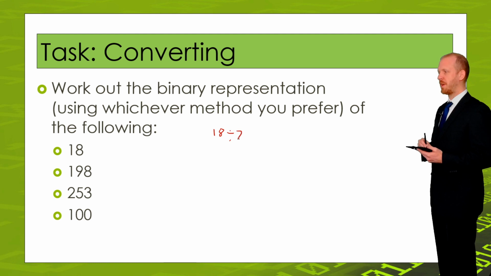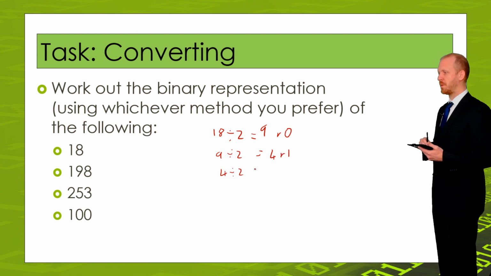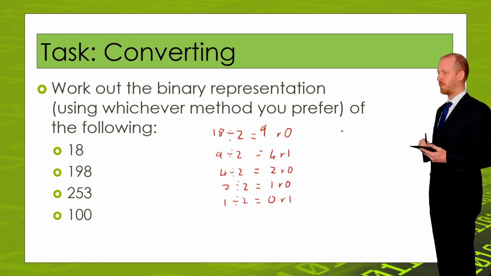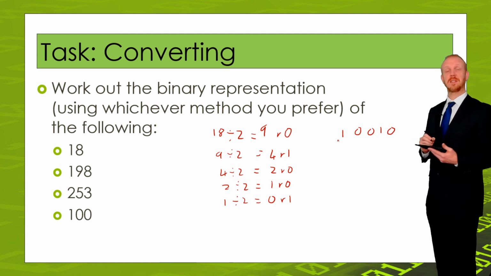We'll divide by 2 to get 9, remainder 0. Then we'll take 9, divide by 2 to get 4, remainder 1. 4 divided by 2 equals 2, remainder 0. 2 divided by 2 equals 1, remainder 0, and 1 divided by 2 equals 0, remainder 1. So reading from the bottom up, we get 1, 0, 0, 1, 0, and that's our binary for 18.